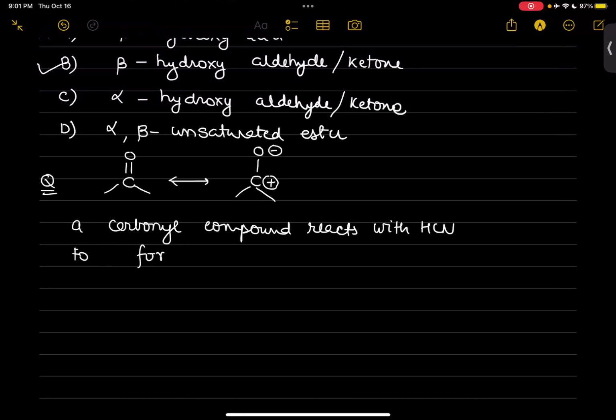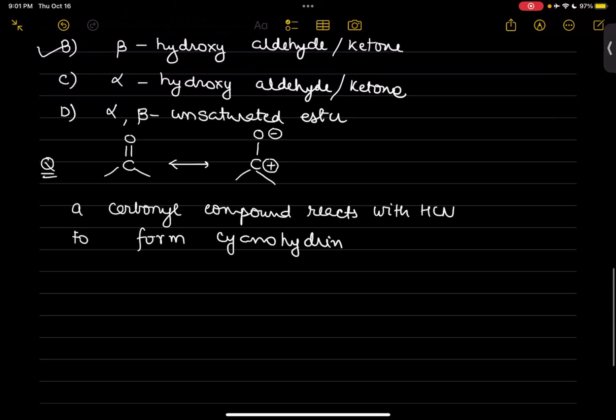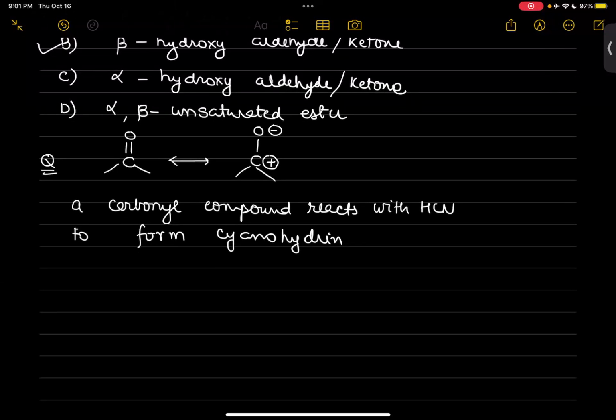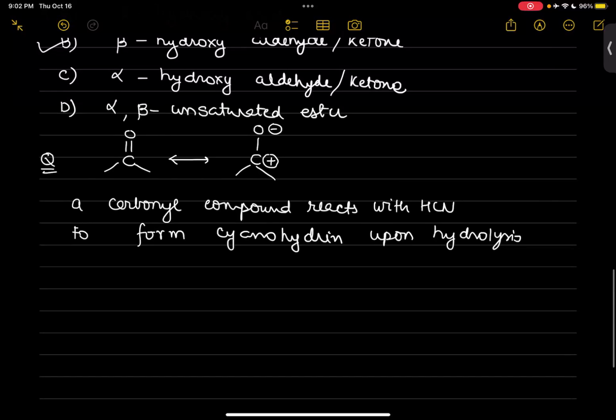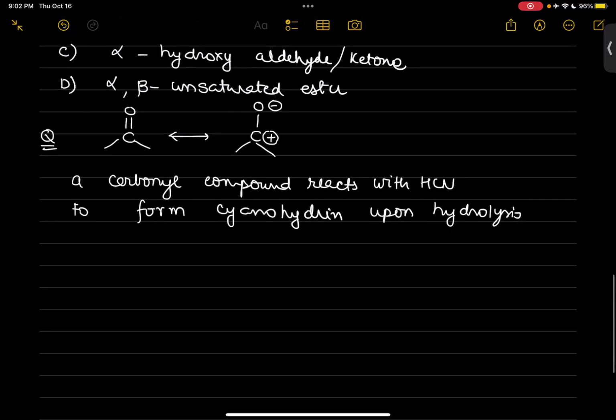To form cyanohydrin. This cyanohydrin has OH and CN. Okay. So if you do the complete hydrolysis, that is actually the CN which gets converted to carboxylic acid. Okay. So this is, I'm telling, adding from my side.